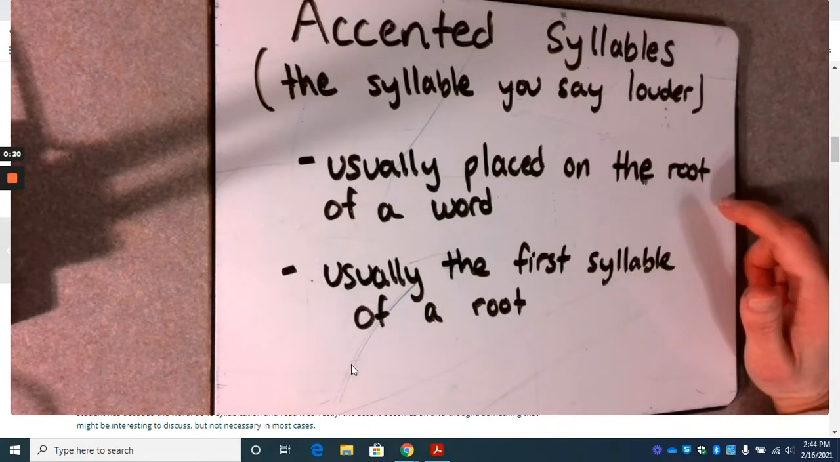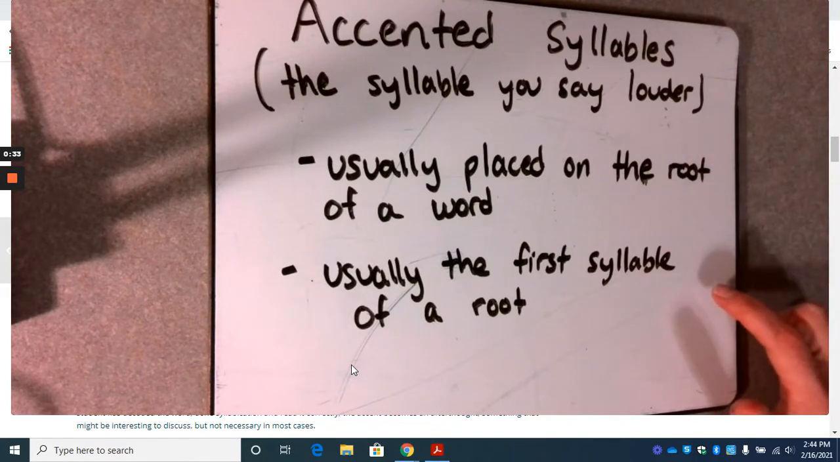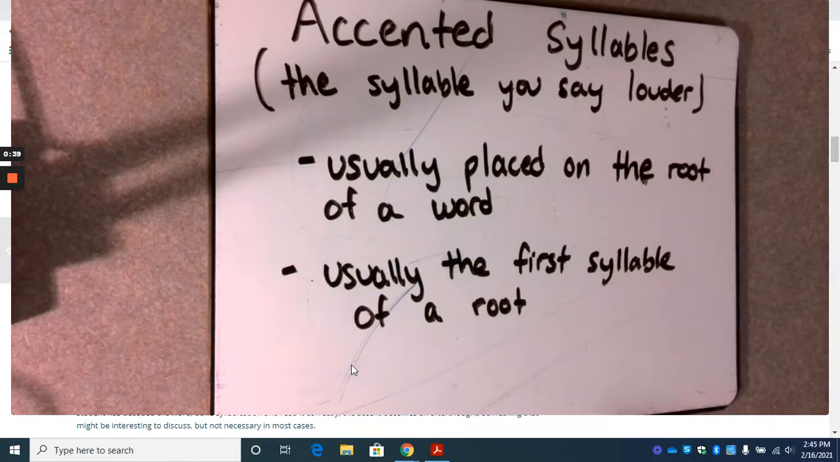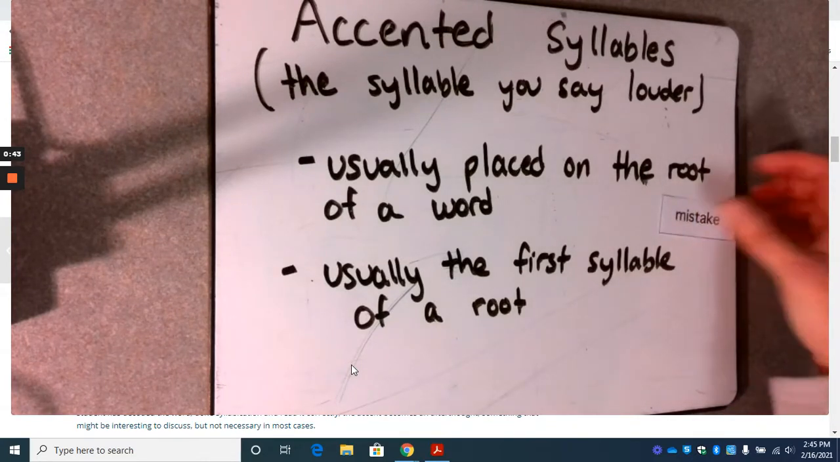I know we've talked about prefixes and suffixes, and there's some words that might have Greek or Latin elements to it, that are different roots as well. Something else to know is it's usually the first syllable of a root or a base word if that's in play. So let's take a look here at mistake, for example.